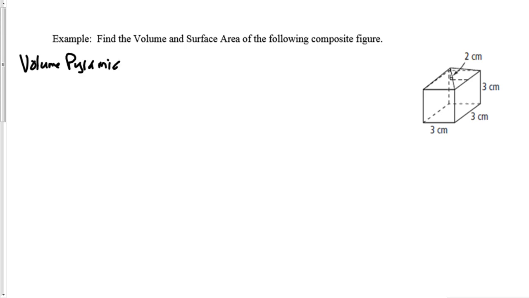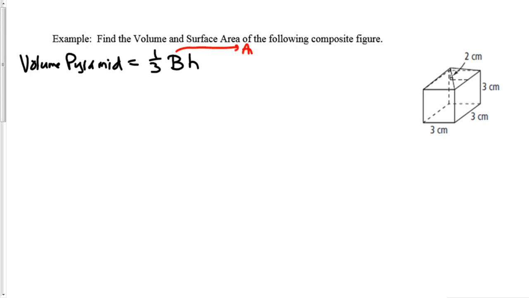The volume of a pyramid, look at your formula sheet, is 1/3 capital B H. Now looking at my pyramid, I don't need to add any volume to it or subtract any volume from it. When I find the volume of the pyramid, that's the part that I need. So let's talk about what I know about my pyramid.